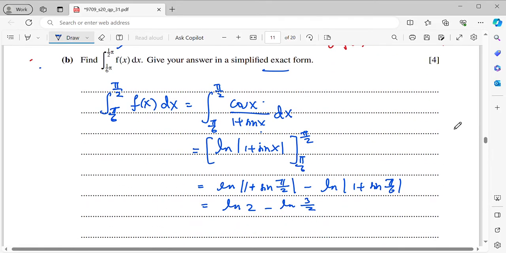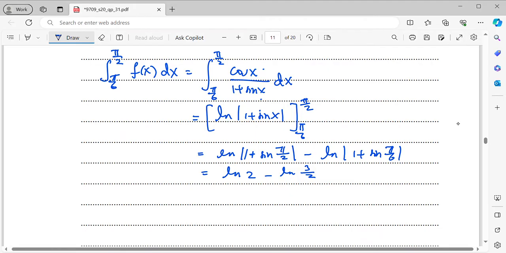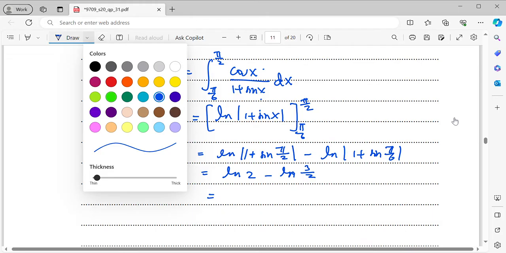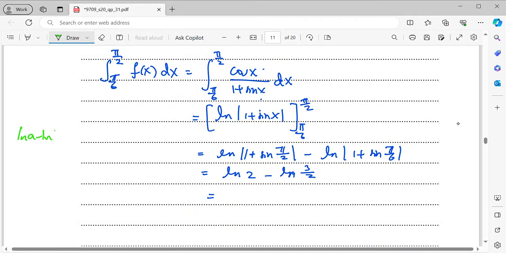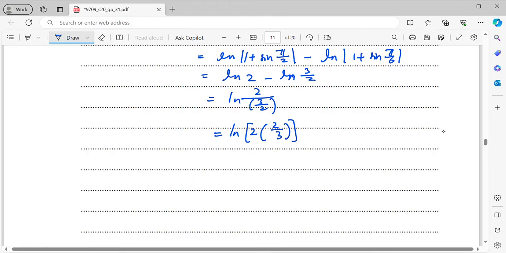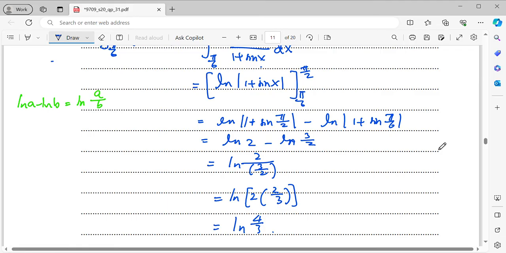Because sine pi over 6 is half. So now we have both ln, and it is minus. Therefore, I will have ln A minus ln B, which is ln of A over B. Then now you just divide. This will be ln of 2 divided by 3 over 2. So at last, you will be getting ln of 2 times 2 over 3. Then it will be ln of 4 over 3. Okay, that's the solution of this question.